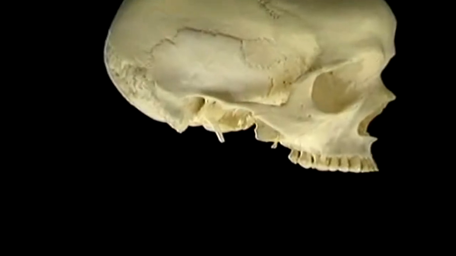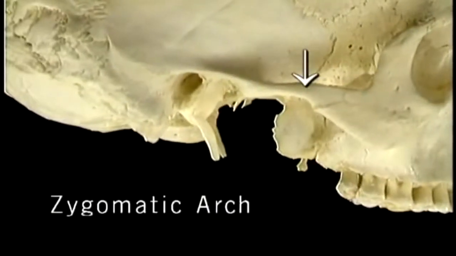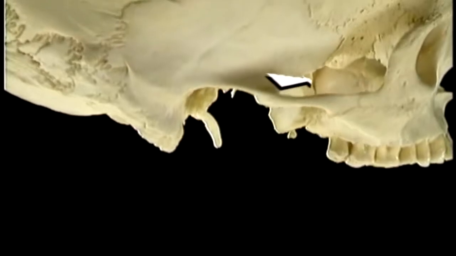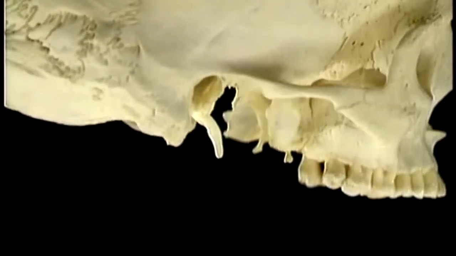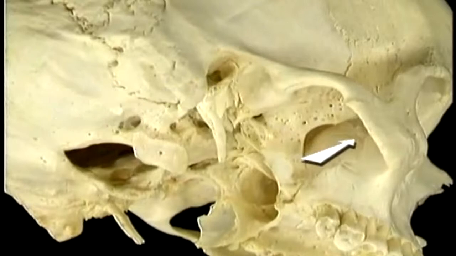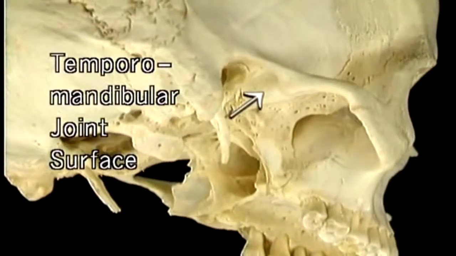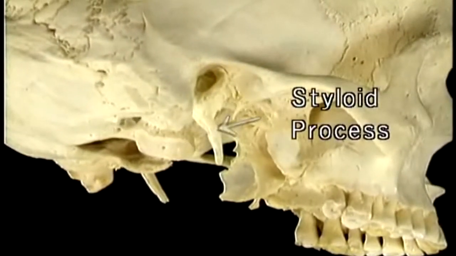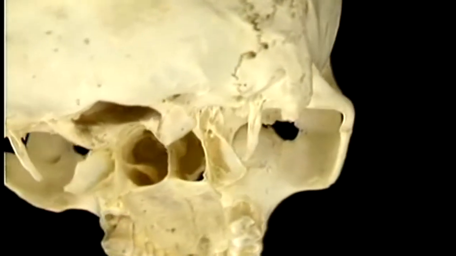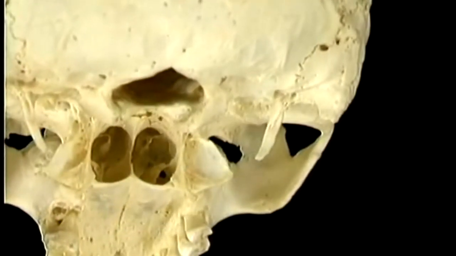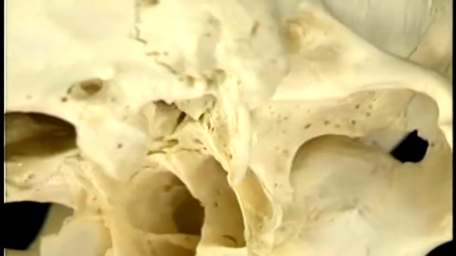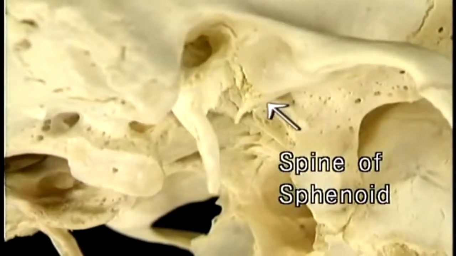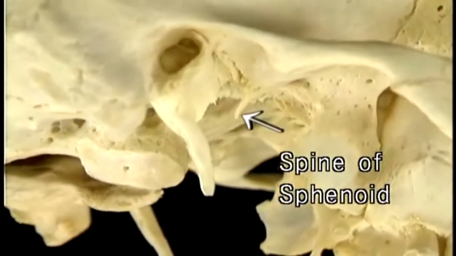Before doing that, let's take a fresh look at the parts of the facial skeleton that we'll be seeing in this section. Here's the zygomatic arch, enclosing the temporal fossa and the infratemporal fossa. Here's the joint surface of the temporomandibular joint, with the external auditory meatus and the styloid process just behind it. Here are the pterygoid plates, with the pterygoid fossa between them. This sharp projection, just medial to the temporomandibular joint, is the spine of the sphenoid bone.